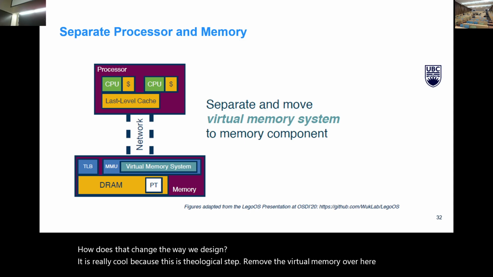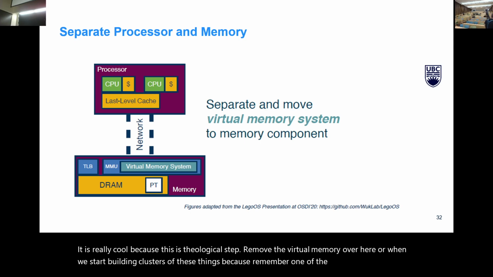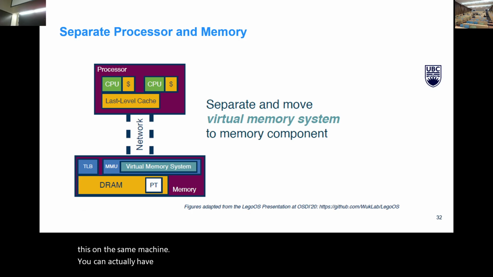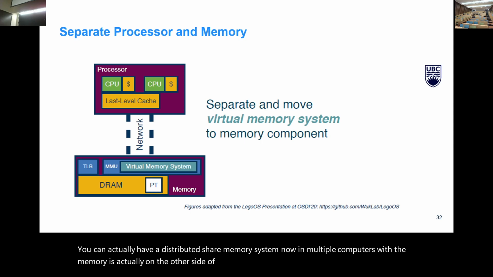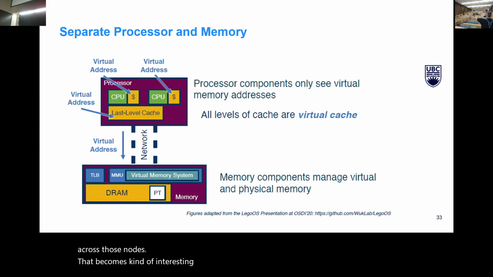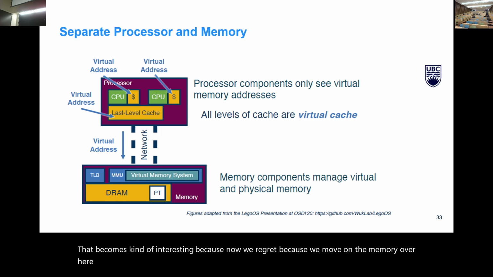Well, when we start building clusters of these things, because remember, one of the reasons we're moving this off of the same machine and the same platform is we can share it. We can actually have a distributed shared memory system now with multiple computers where the memory is actually on the other side of the network and the virtual address space is the same across those nodes. It doesn't actually have to be identical, but at least some portion of it overlaps. That becomes kind of interesting because now we moved all the memory over here and we're sharing it across a bunch of different computers. So what can we do with that?